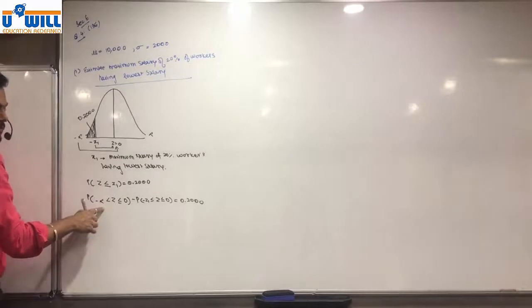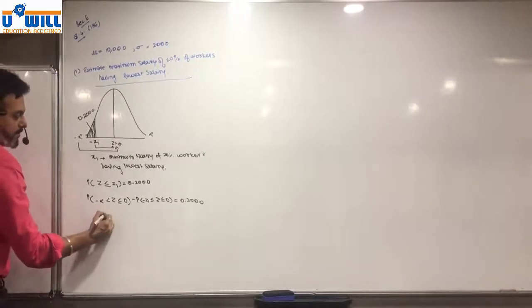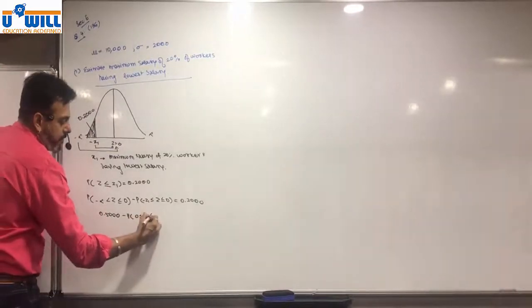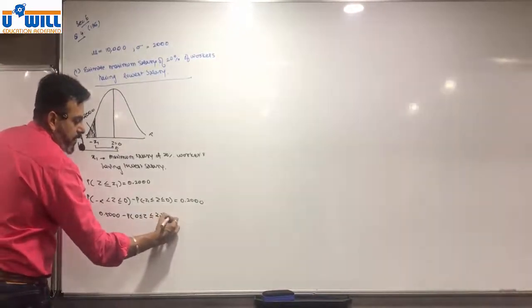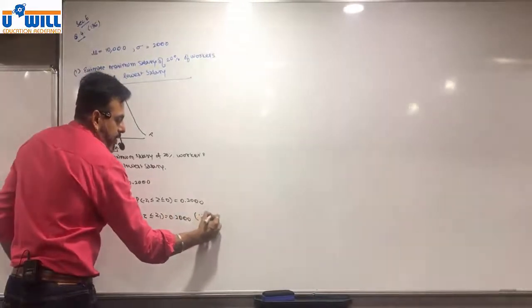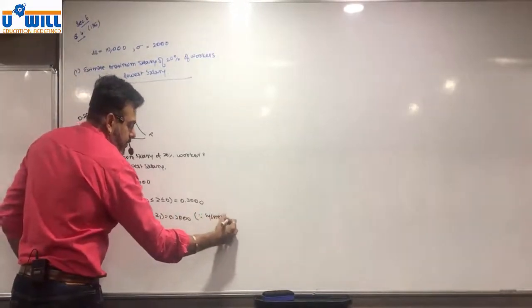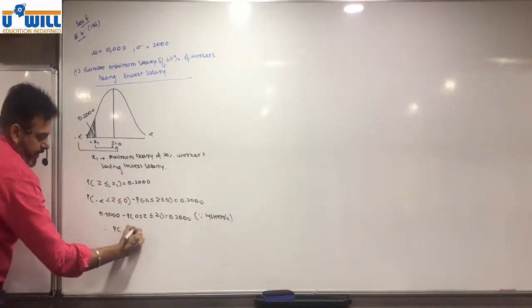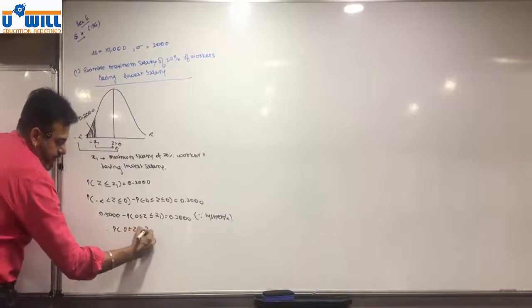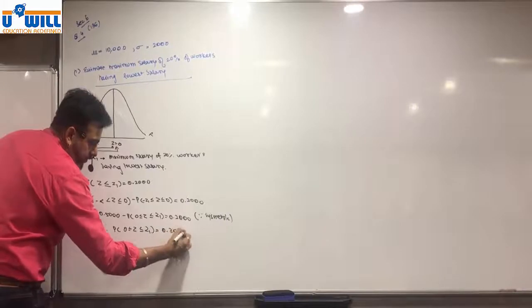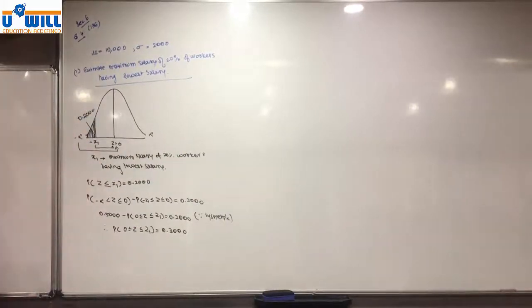What is this area? 0.5 minus probability of Z greater than equal to 0 less than equal to Z1 is 0.200. Why we can do this? Because it is symmetric. So probability of Z greater than equal to 0 less than equal to Z1 is equal to 0.3000. All of you got this?